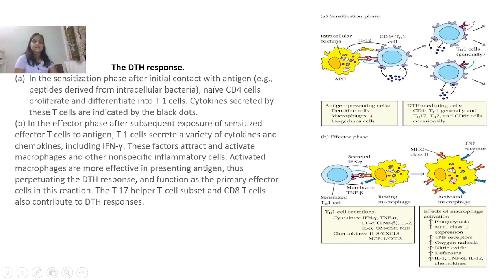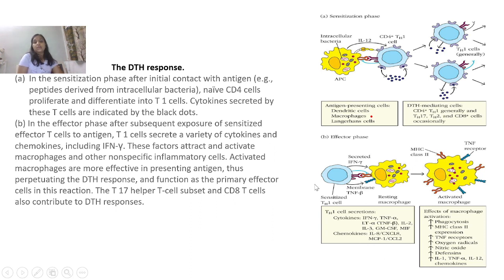This is the sensitization phase where it is recognizing the bacteria and getting sensitized and making more and more number of cells. In the effector phase, after subsequent exposure of sensitized effector T cells to antigen, Th1 cells secrete a variety of cytokines and chemokines including IFN-gamma.